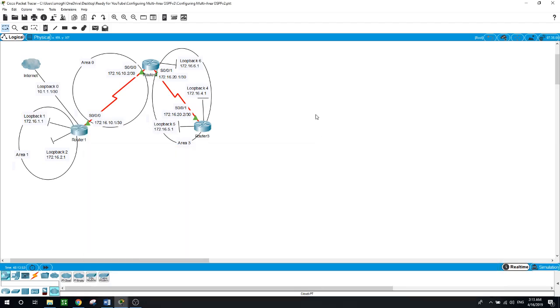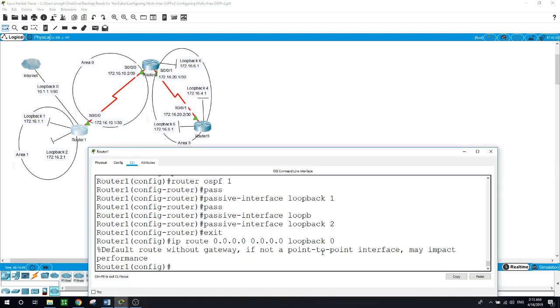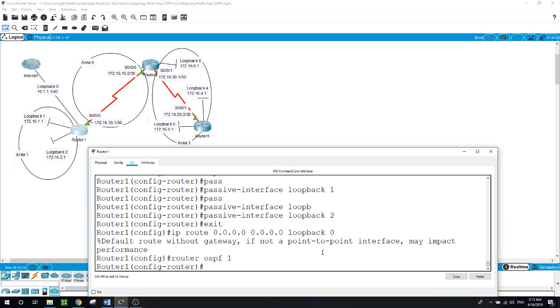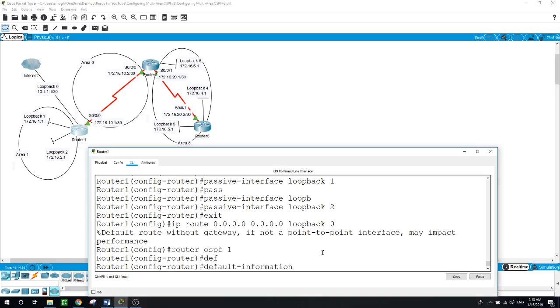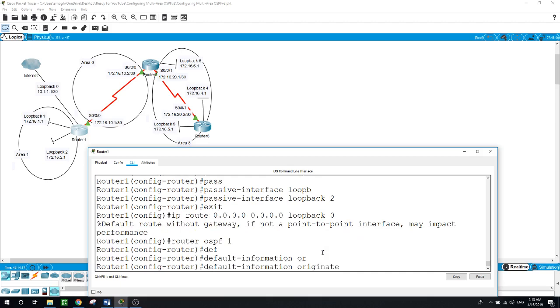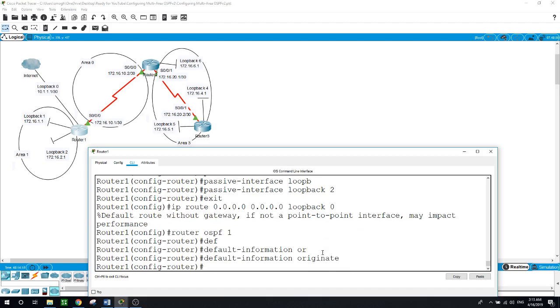Now, I will configure OSPF to propagate the routes throughout the OSPF area. On router 1, with this command, router OSPF 1, default-information originate. This is on router 1.